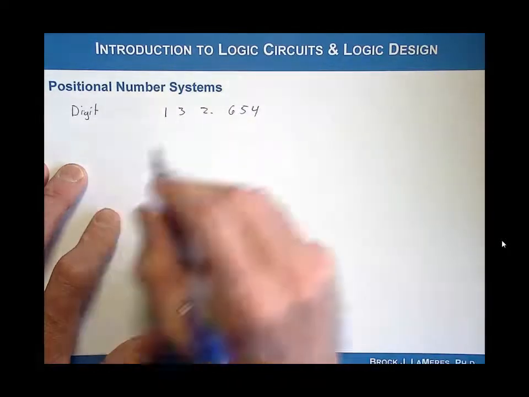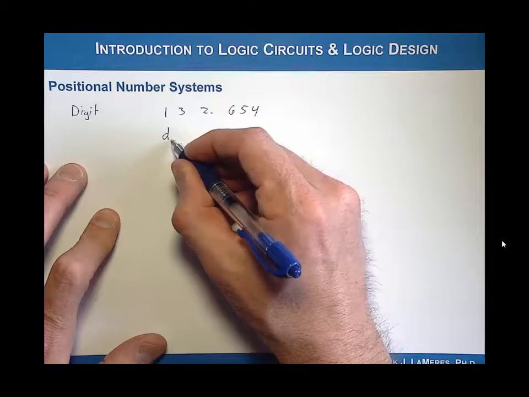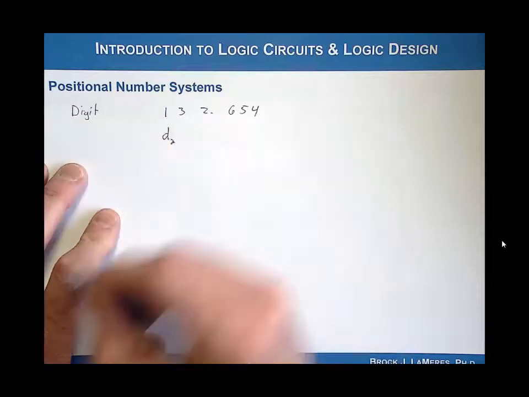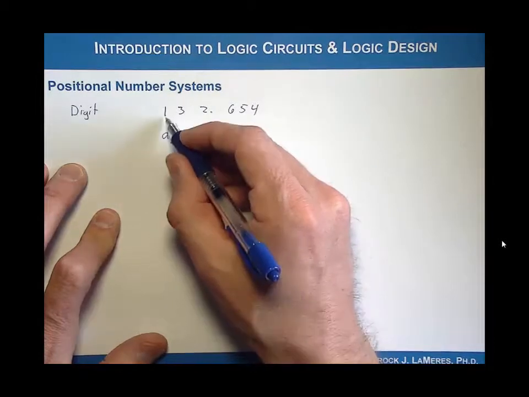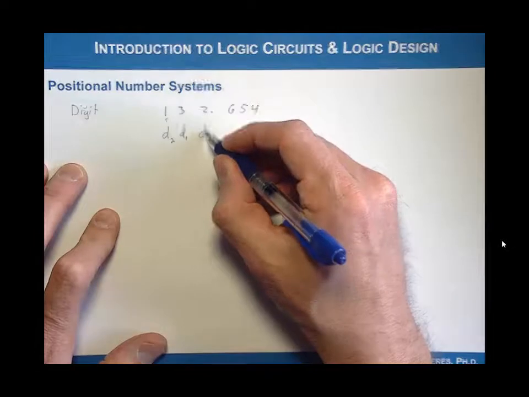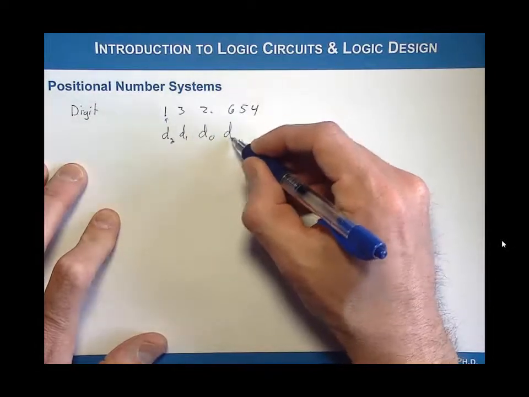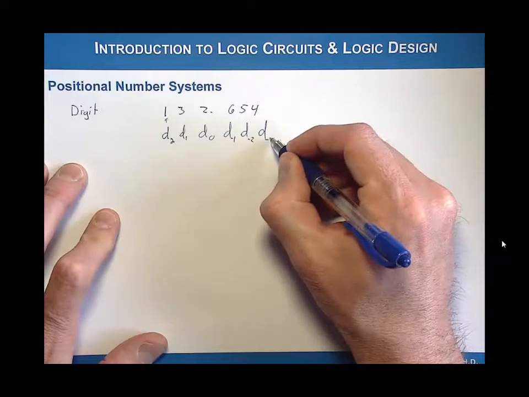Now what we can do is we can actually give it a digit notation where we have lowercase d and then we give it the subscript of its position. So I could say digit position 2 is this numeral right there, and then digit position 1 is that, digit position 0 is that, digit position -1, digit position -2, digit position -3.